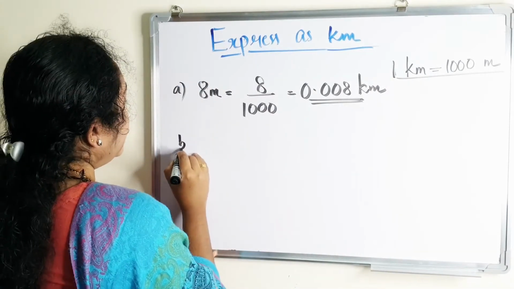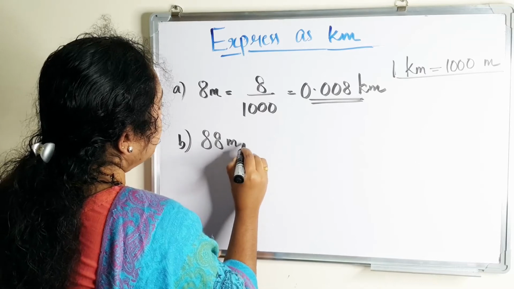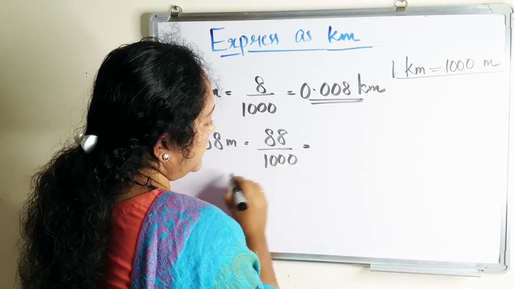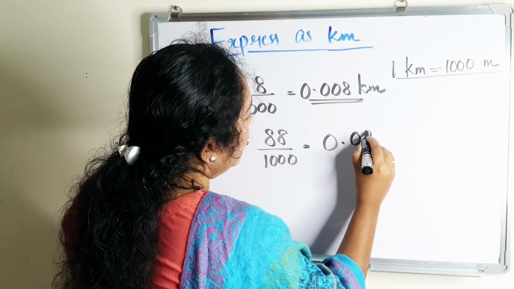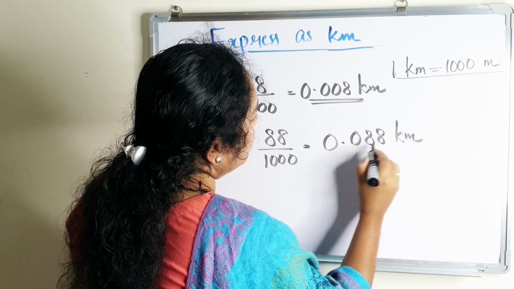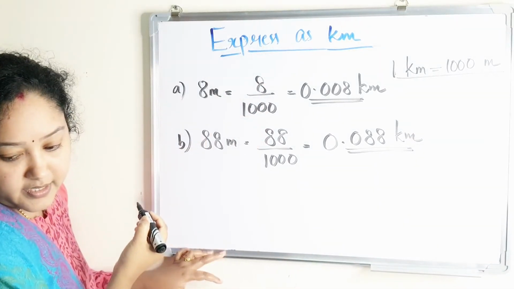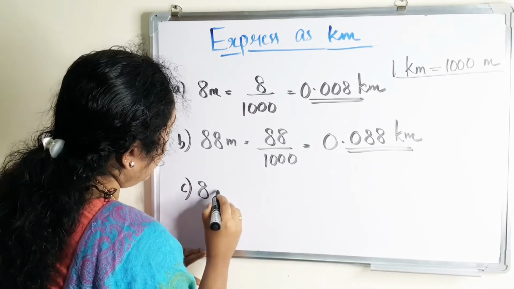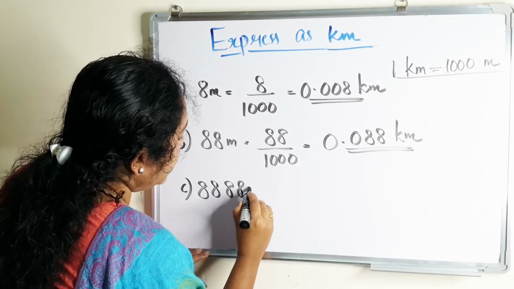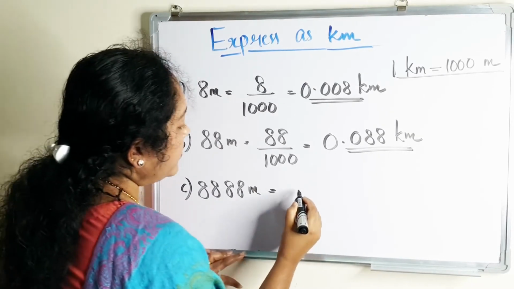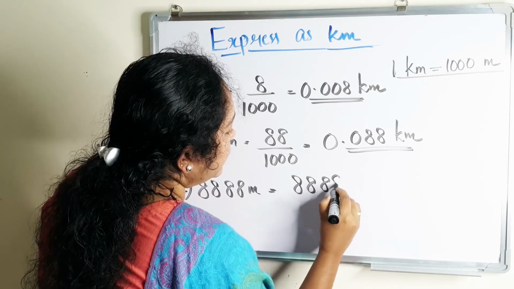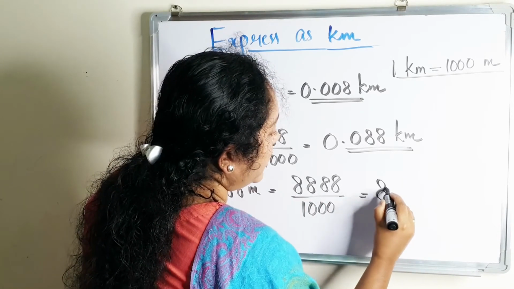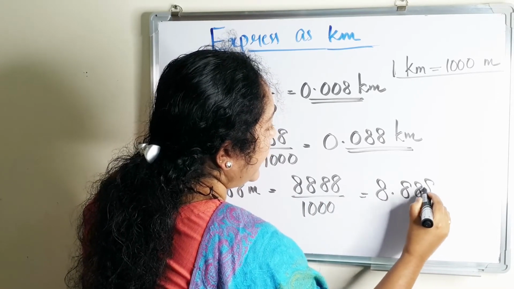Next question is B, 88 meter. That is equal to 88 divided by 1000, which is equal to 0.088 kilometer. Next question is 8,888 meter. That is equal to 8,888 divided by 1000, which is equal to 8.888 kilometer.